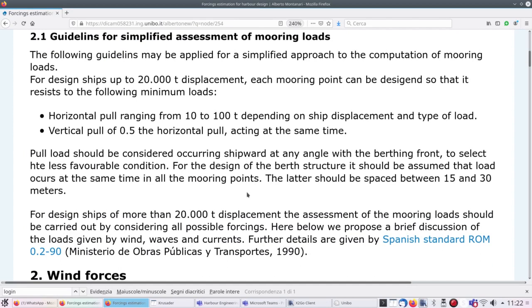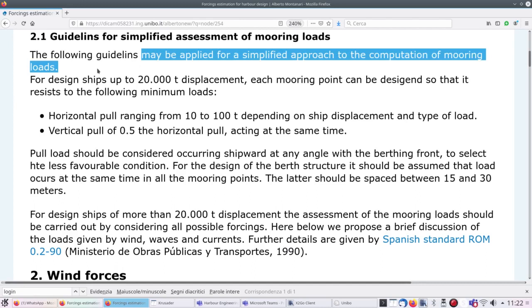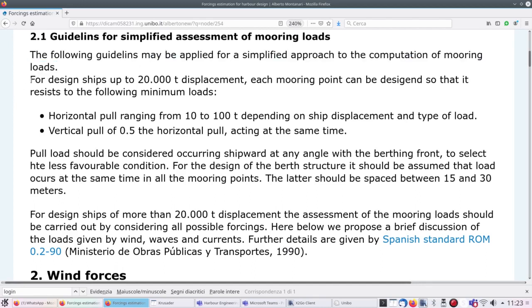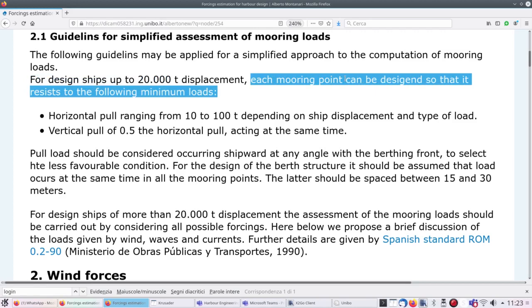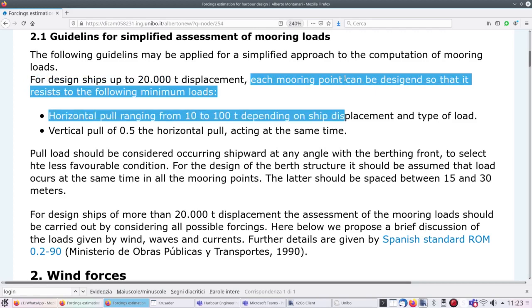This is something new, and these are guidelines that may be applied for getting an order of magnitude, as I said. Let's start with the case of design ships up to 20,000 tons displacement. In this case, each mooring point, as a rule of thumb, can be designed so that it resists the following loads: horizontal pull ranging from 10 to 100 tons, depending on the ship and the type of load acting against the ship, if it's only wind, if it is wind and currents, etc.